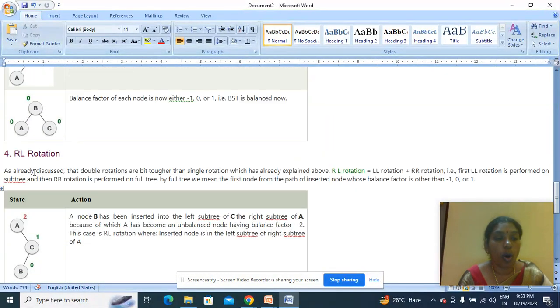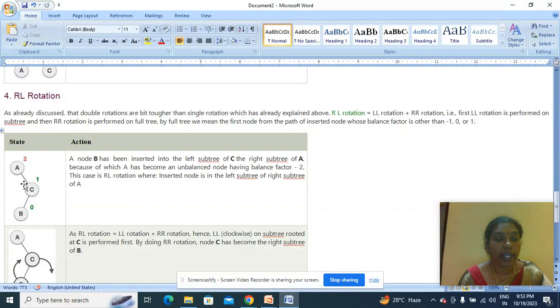In the RL case, A is the root node and C is greater, so it should be the right child of A, and B is smaller, so it is the left of C. Again we have a structure of a greater than symbol. So if it is like this, it is definitely a double rotation case. This is a left child insertion in the right subtree, so this is called the RL case. In this case, we have to perform the double rotation.